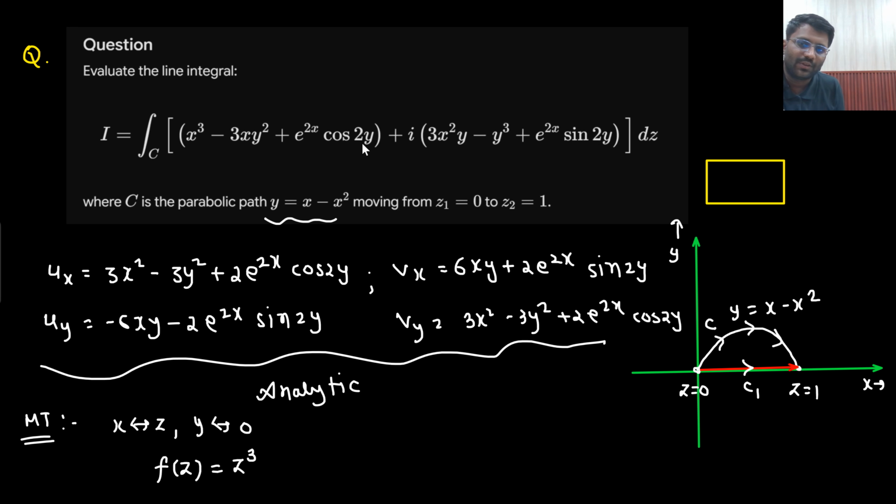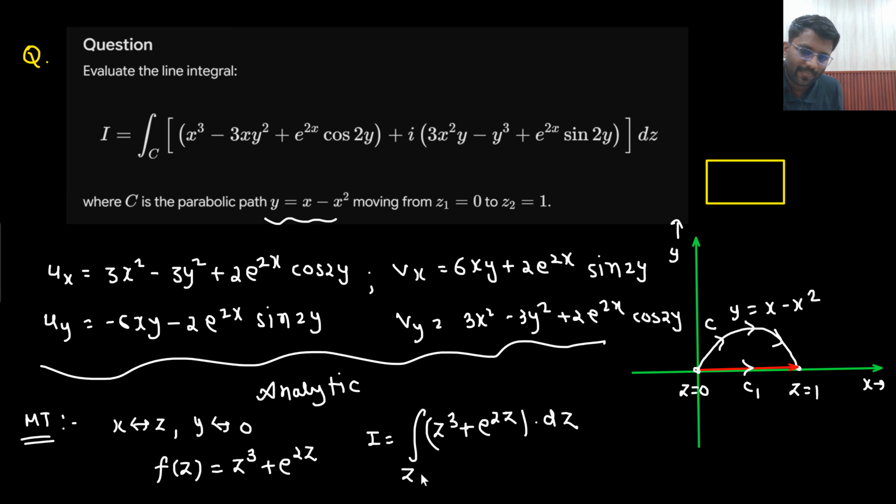Y is 0, this will be 0. Y is 0, this will become e to the power 2z. So z cube plus e to the power 2z, because y is 0, cos 0 will become 1. Y is 0, so the other terms will be gone, because sin 2 times 0 is 0, and everything would be 0. So that's it. This is your f of z. Now what are you supposed to calculate? The integral I that you are supposed to calculate is the integral of z cube e to the power 2z dz, with z going from 0 to 1.